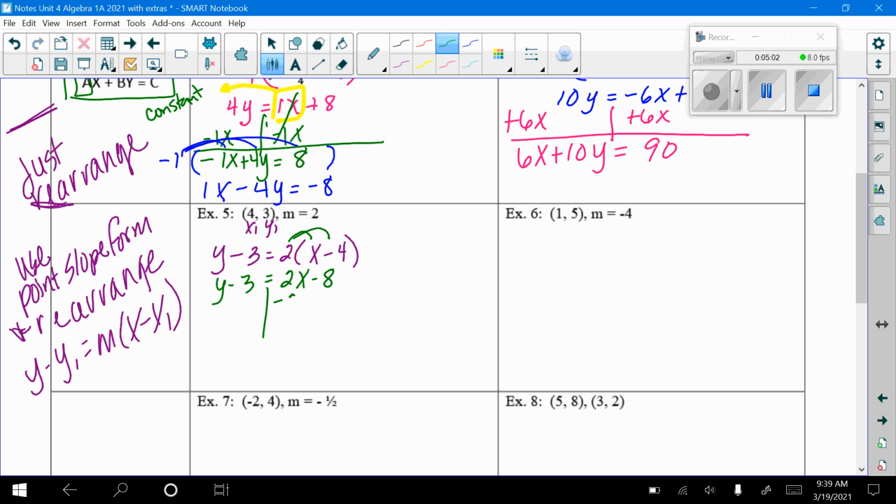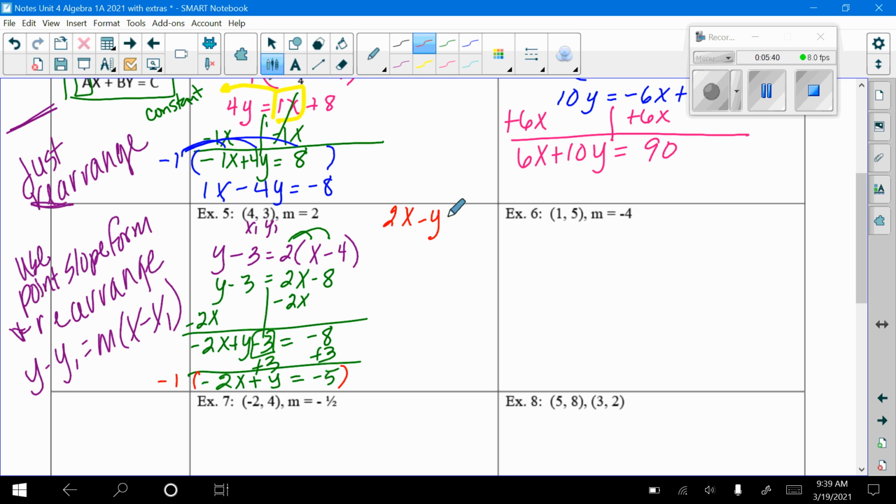So we're going to go minus the 2x. That gets it over here. So we have negative 2x plus y minus 3 equals negative 8. Last thing we need to do is move this plain number across. So plus 3, plus 3. So negative 2x plus y equals negative 5. Not quite where I want it to be yet because I have a negative on this front number. So if I multiply everything by negative 1, it'll switch all of the signs. So I'll end up with 2x minus y equals positive 5.